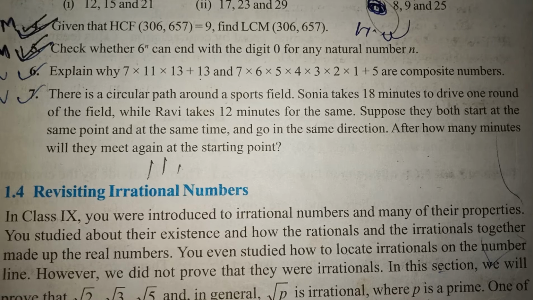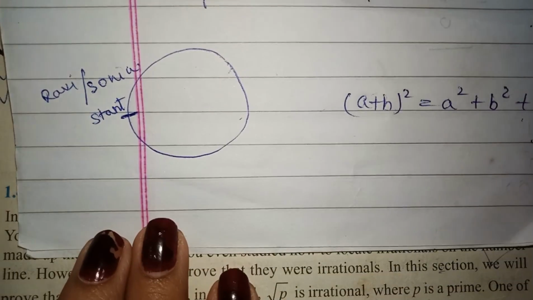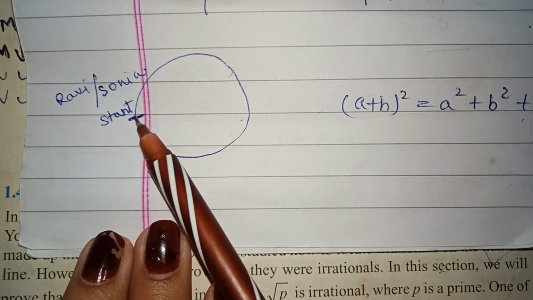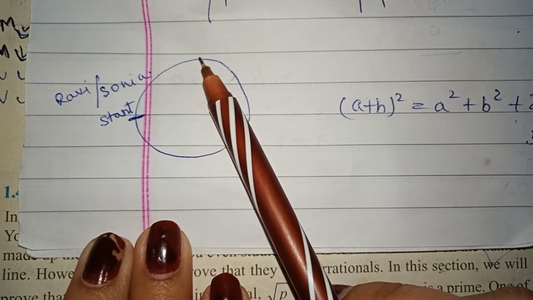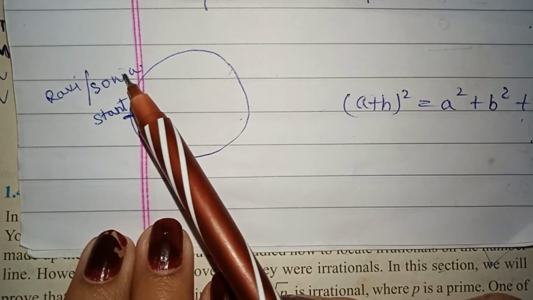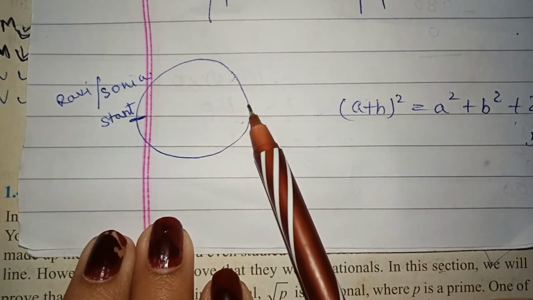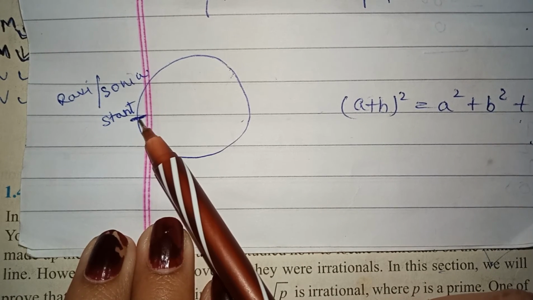The seventh question: there are two persons, Sonia and Ravi, both running around a circular path. If they started together at the same time, they both take different times to complete a circle. So we have to find after how much time they will meet again at the starting point. Suppose this is a circular track. Both Ravi and Sonia start from this point. They run together, but one is taking less time and another is taking more time. So we have to tell when they will again meet at the starting point.